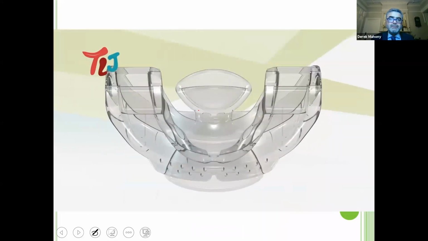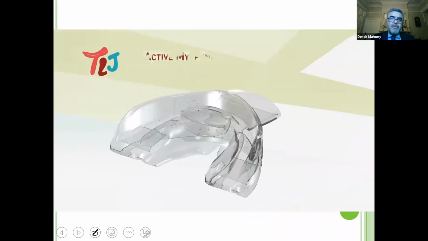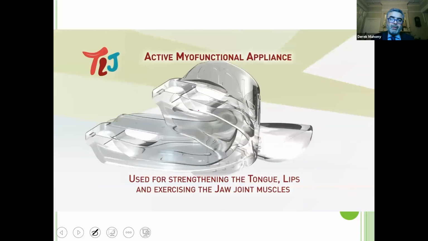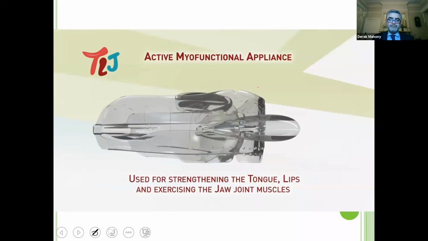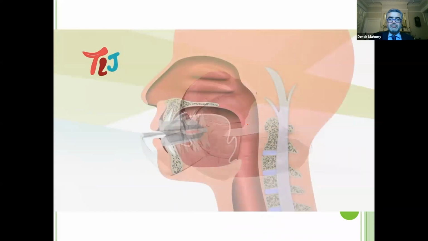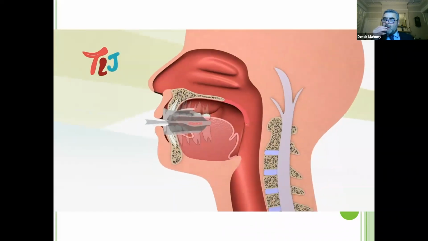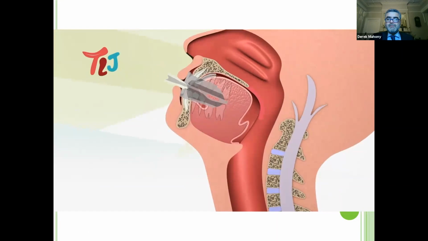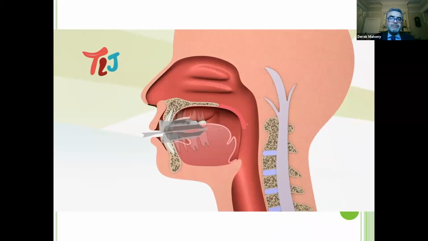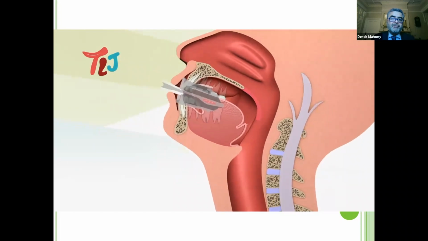The revolutionary Myotalia TLJ is an active myofunctional appliance used for strengthening the tongue, lips, and exercising the jaw joint muscles. The TLJ is combined with a series of exercises that target the throat and pharyngeal muscles, which are typically weak in patients who show symptoms of sleep-related breathing disorders. This is an essential part of myofunctional orthodontic and TMJ BDS treatment.